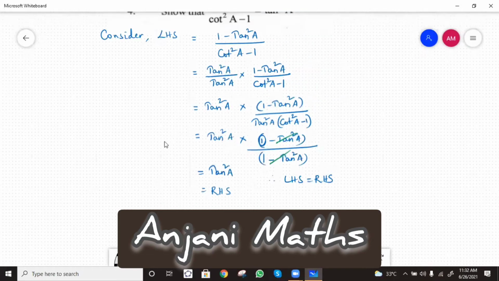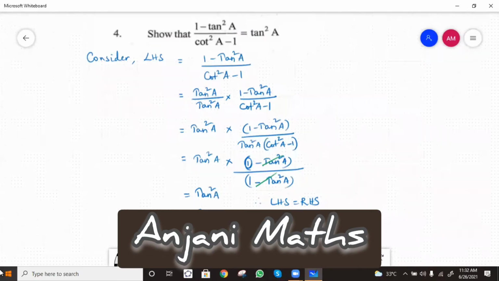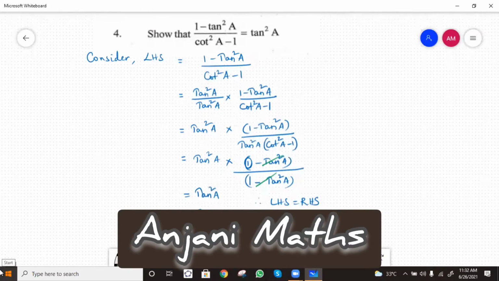Now, I minimize the screen. Observe that. Show that (1 minus tan square A) by (cot square A minus 1) is equal to tan square A. Consider left hand side. While solving these problems, show that problems, we have to concentrate more on what we have to get. We have to concentrate on right hand side also. Depending upon the right hand side, we solve the problem.